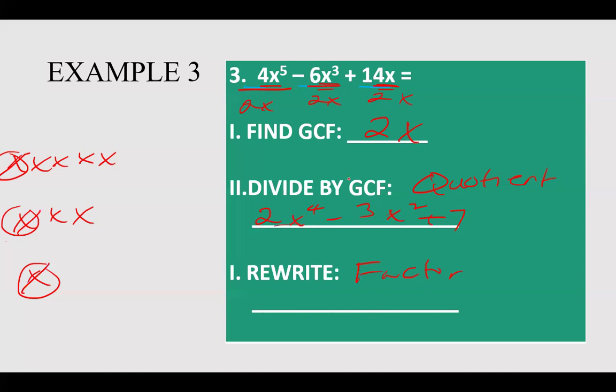Okay? Your expression, your factored form, so when we're rewriting, we're writing it in factored form, is going to be your GCF times your quotient. Our GCF was 2x, and our quotient is 2x to the 4 minus 3x squared plus 7.